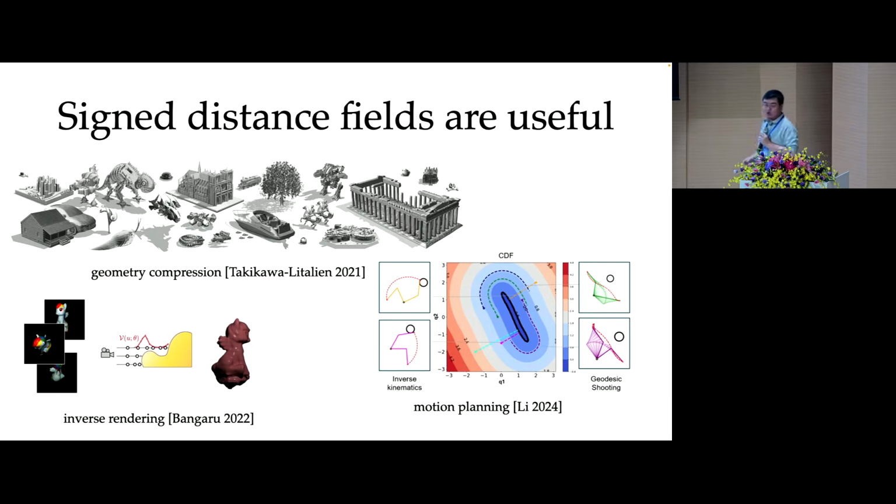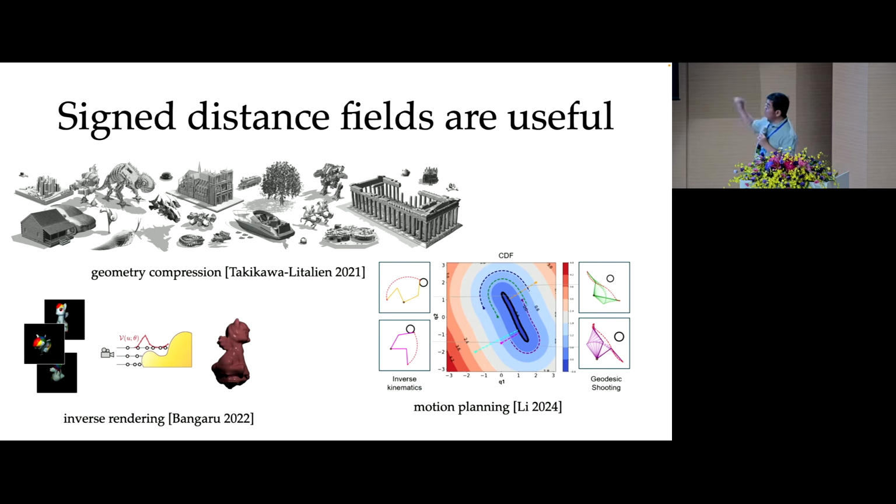And hopefully it doesn't require too much convincing, but signed distance fields are pretty useful. They're useful for compressing geometry. This is a paper from NVIDIA. They show that you can use it to represent very complicated geometry with very little memory. And bottom left is a paper from ours, actually. You can use it for inverse rendering because a signed distance field can easily change the topology in gradient-based optimization. So they are very useful for inverse recovery.